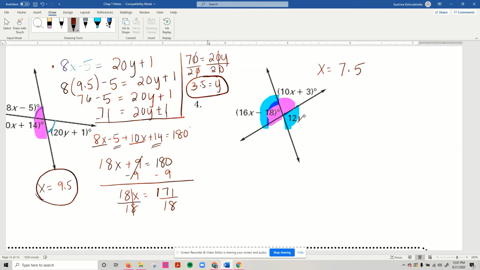Again, you can also substitute into this expression, but then you could also substitute into 10x plus 3, but then whatever you get, you'd have to add it to 12y and set it equal to 180. So the faster way after you find x is to substitute into 16x minus 18. When you do that, you should get y is equal to 8.5. Okay.